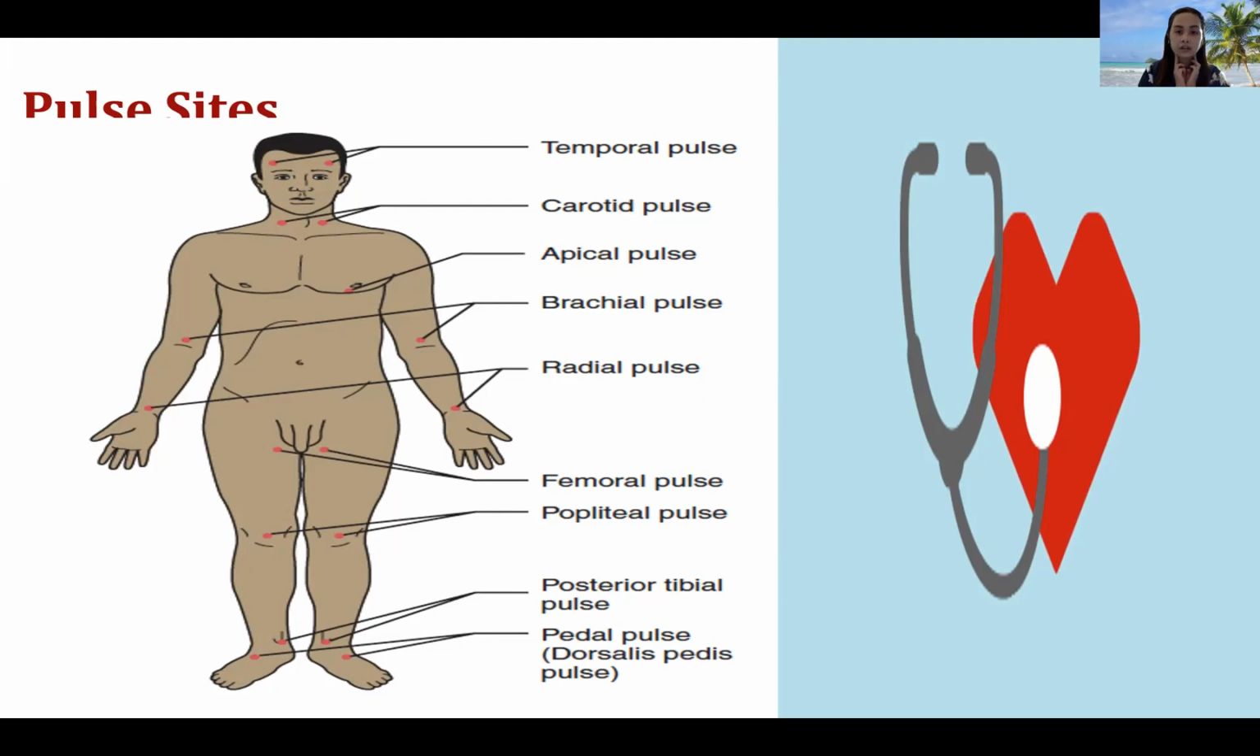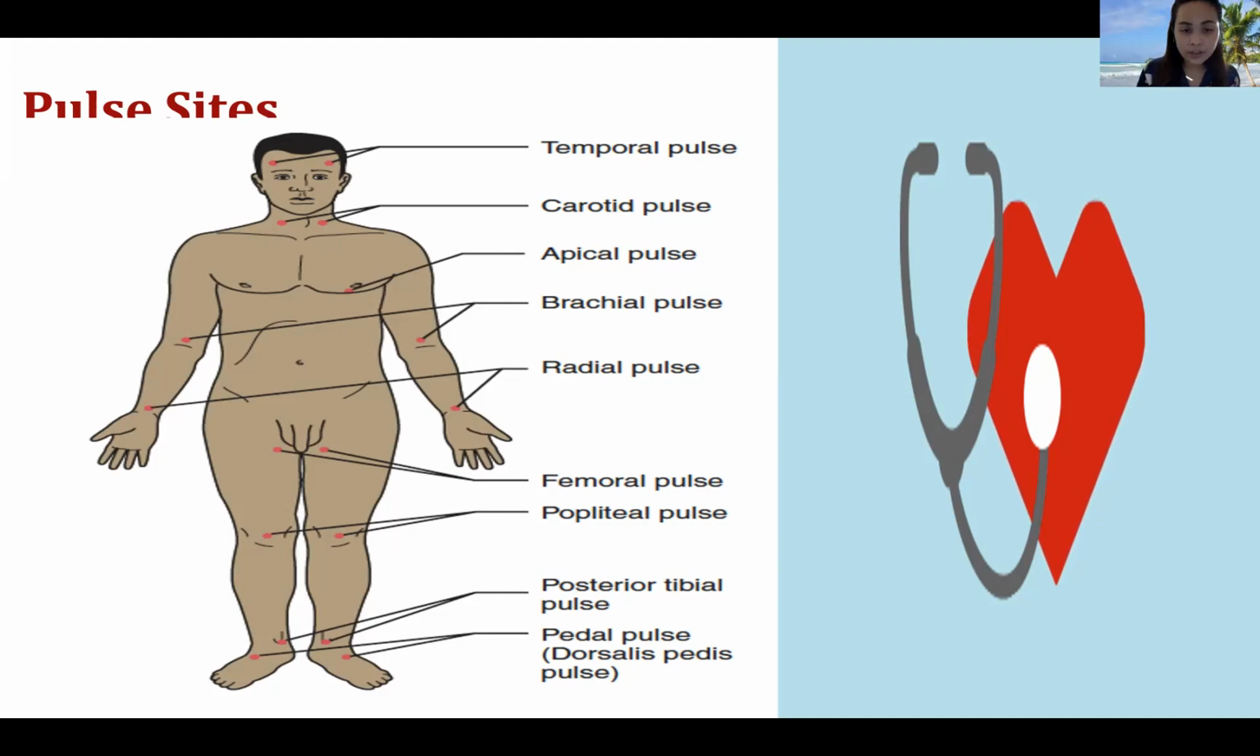Next, you have the carotid pulse. How will you know that this is your carotid pulse? First, you locate your trachea. Then you slide either to the right or left. You will notice a groove. Your carotid pulse is between the trachea and a muscle, located in a groove. You can feel that this is your carotid pulse.